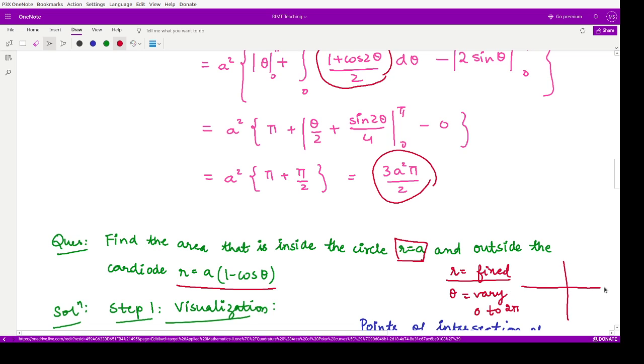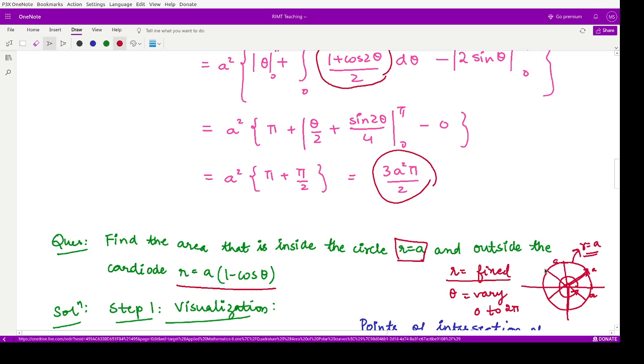So what would be this particular curve? Say this point is a. At this distance it would again be a, at this distance it would be a, at this distance also it would be a, here also, here also, here also. So we have this circle having radius a, and theta varies from 0 to 2 pi like this. So this is the equation that we are talking about, r is equal to a.